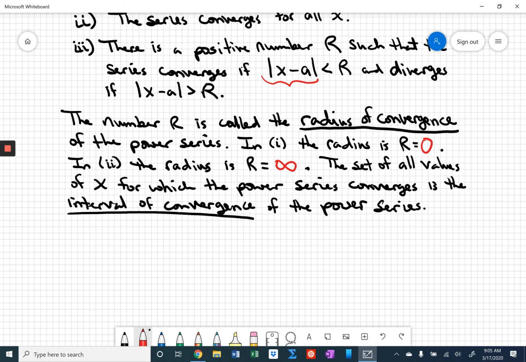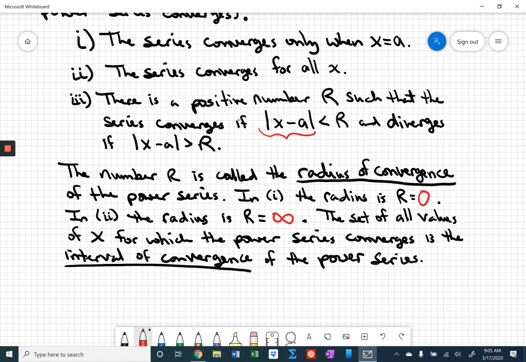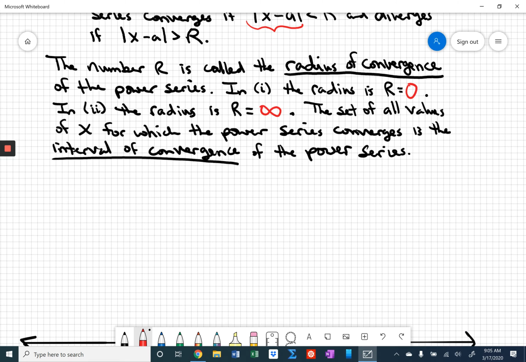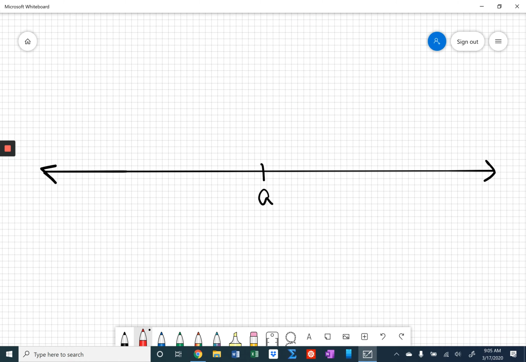All right, so just to reiterate some things, in number 1, the series converges only at a single point. In number 2, the series converges on the entire real line, all real numbers. And in number 3, there's a positive number r. I'm not going to restate it. Let's go down to the geometry of it. So think about a number line. When we have our power series centered at a, convergence is guaranteed at a for reasons already stated. And then we're looking at part 3 right now.